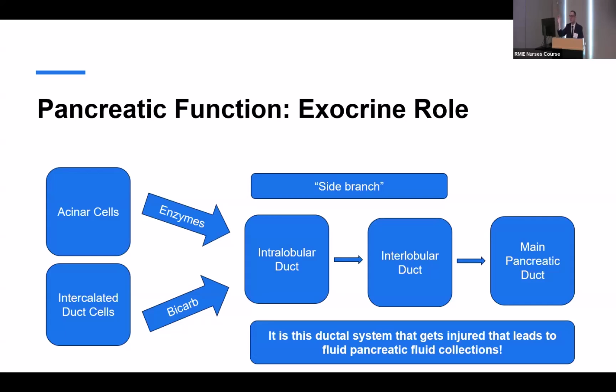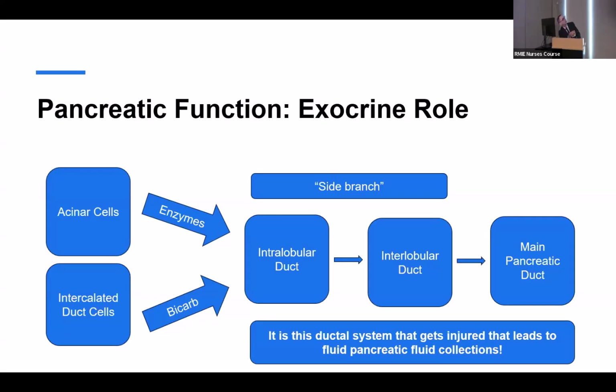So those cells, furthest away from the main duct, secrete into something called an intralobular duct. Okay, so these are the tiniest of the ducts of the side branch. Those drain into interlobular ducts, which are just bigger collecting ducts. And those together will come together from multiple parts of the pancreas to secrete into the main pancreatic duct. Okay. So when you're thinking about a side branch, it's anything along the way of these two.